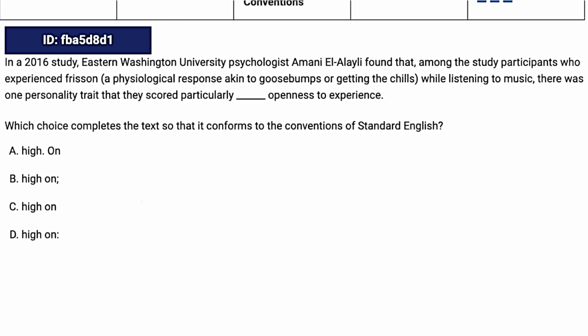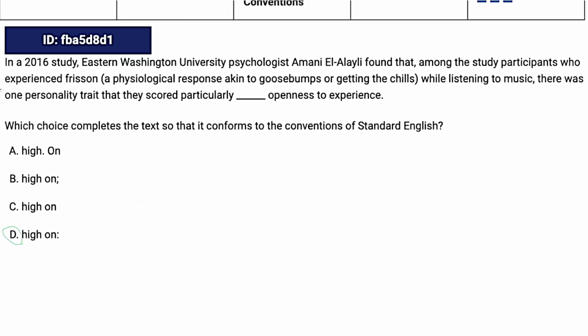Go ahead and try this question on your own first. I'm not even going to say what type of question it is yet because it'll give it away. So pause the video. All right. Now this is going to be a question testing your knowledge of colons. I mean, punctuation in general, but the correct answer here is going to end up being D.